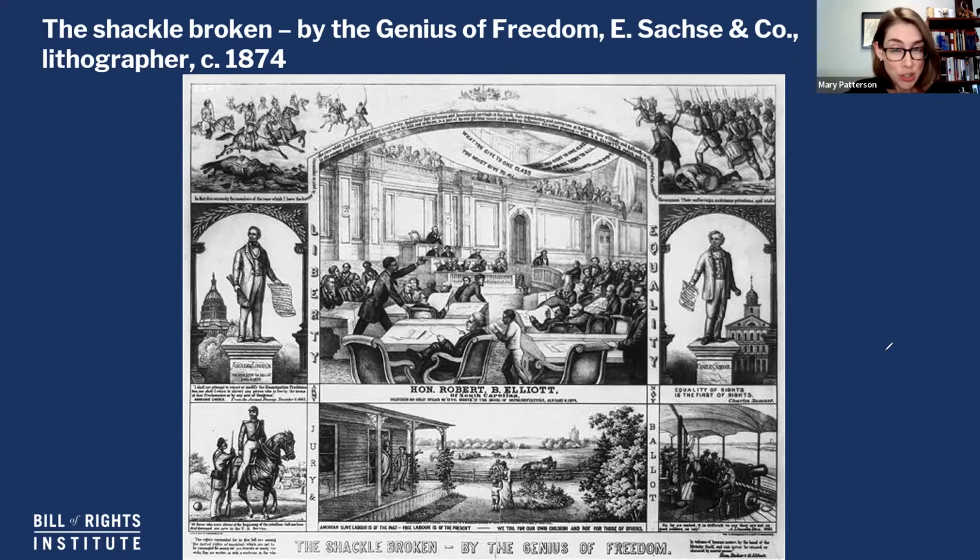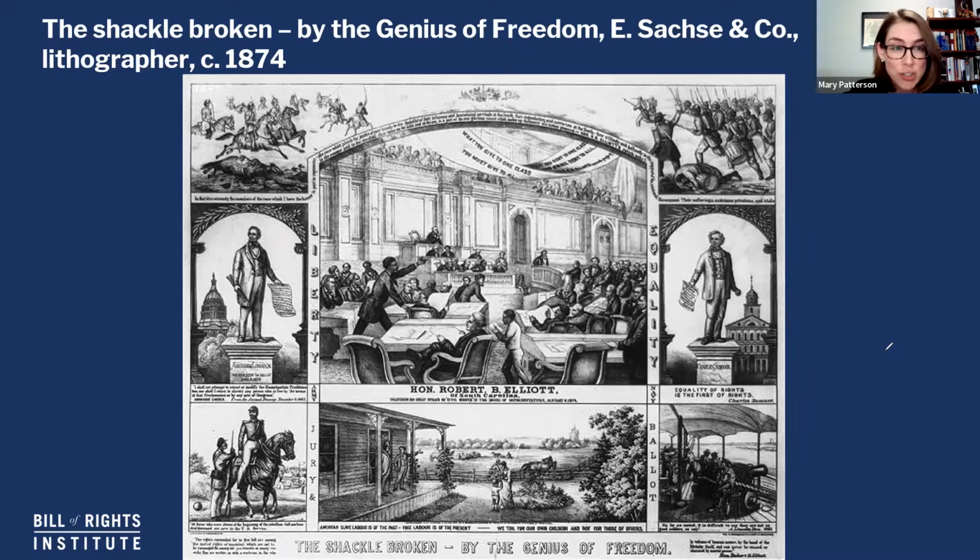Today, we're looking at an image from the Reconstruction era that challenges us to reconsider what we mean when we say the Civil Rights Movement. Typically, when you hear the Civil Rights Movement, you think of the 1950s, the 1960s, Martin Luther King, Rosa Parks, but does the story go back further than that? Let's jump in and see. Our question is, when did the Civil Rights Movement really begin?